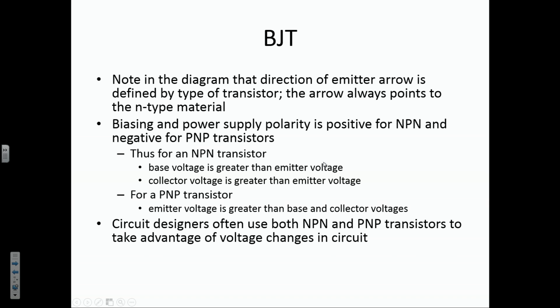Biasing and power supply polarity is positive for NPN and negative for PNP transistors. Okay, you remember forward and reverse bias from the last lecture. It's positive for NPN, negative for PNP. Thus, for an NPN transistor, the base voltage is greater than the emitter voltage. Okay, so that's a positive or forward bias. The collector voltage is greater than the emitter voltage. Okay. For a PNP transistor, the emitter voltage is greater than the base and collector voltages, and that is a reverse bias. Okay.